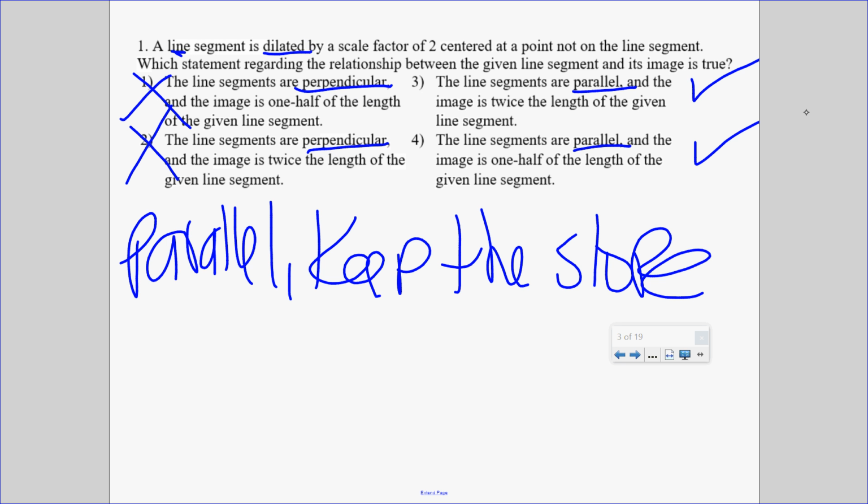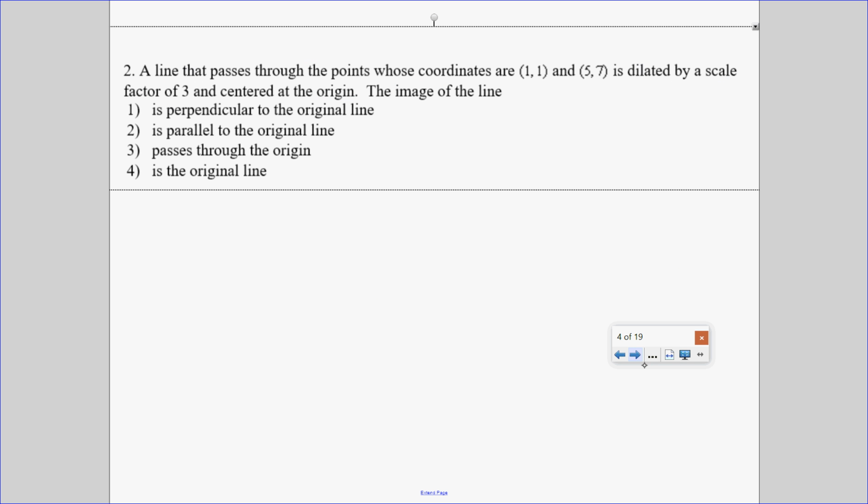So at this point, just by knowing the first line of our song, it's got to be 3 or 4. If it's dilated by 2, is the image twice or half the length? If it's dilated by 2, it's getting bigger, it's twice the length. If it was dilated by a half, then it would be half. So the answer would be choice 3. It's a conceptual question, there's no math to do, but it's about understanding that all line dilations are parallel, which means their slopes are going to be the same, and then it's your understanding of what a dilation is for the second piece of it.